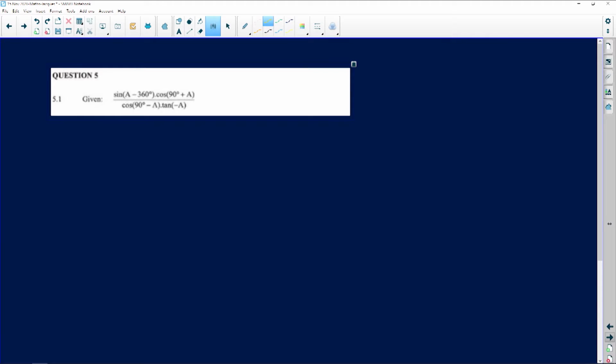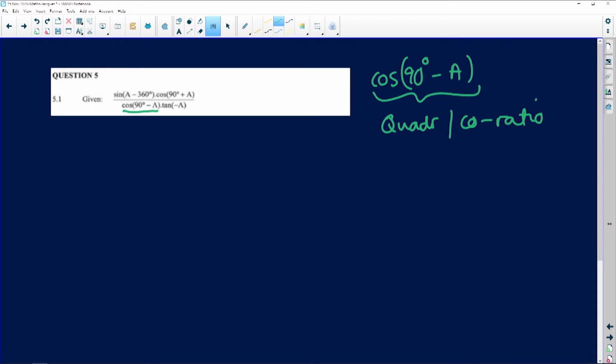Another trigonometry problem, which I don't want to do the whole problem with you folks. You can do it. I just want to highlight the important parts. And that is this: cosine of 90 minus a. I think let's do this one. Okay, we know that this has two ideas behind it, the quadrant plus the co-ratio that we want to work with. Okay, so the 90 plus and the 90 minus we've got.